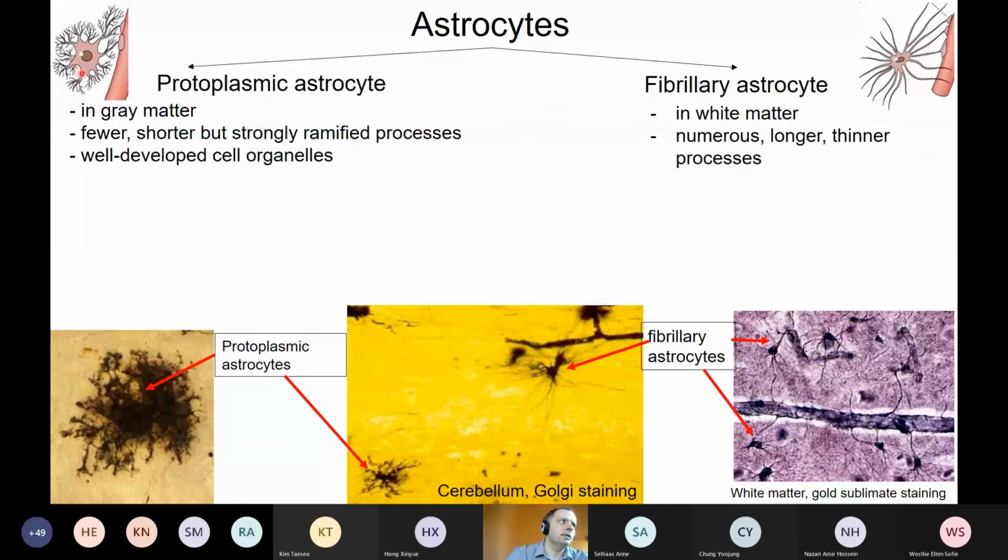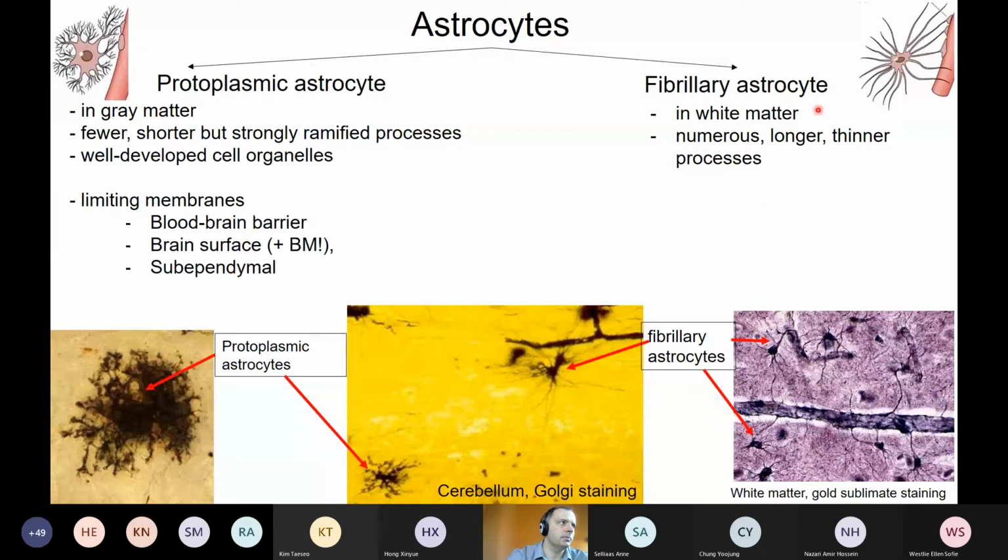Because the cell body part is larger in the case of the protoplasmic astrocyte, it has much more strongly developed intracellular organelles than you can find in the fibrillary astrocytes. The astrocytes produce or contribute at least to the limiting membranes. In the upcoming slides, I will come back to this, but I will talk briefly about the blood-brain barrier, about the brain surface and the subependymal layer. And the protoplasmic and the fibrous astrocytes both contribute to these surfaces.